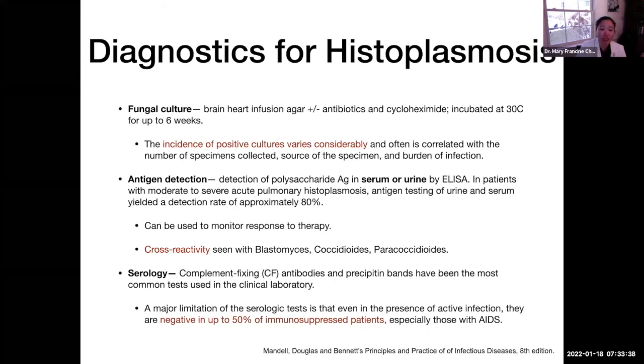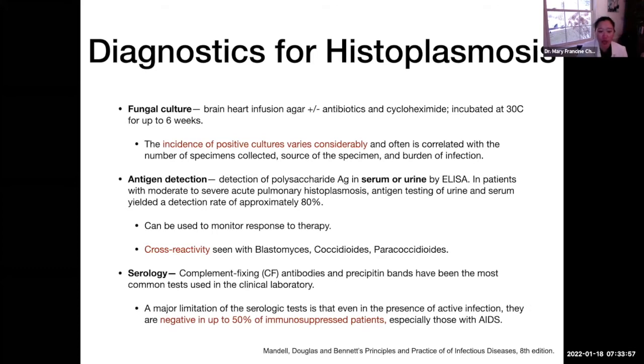The downside to it is that you can have cross-reactivity with other kinds of endemic mycoses, like Blastomyces, Coccidioides, and Paracoccidioides. So antigen detection, great sensitivity, but specificity leaves some to be desired.